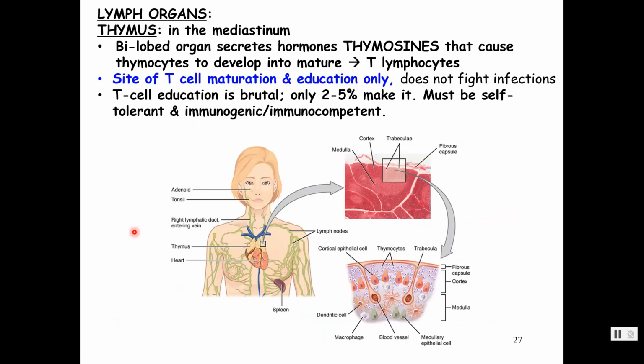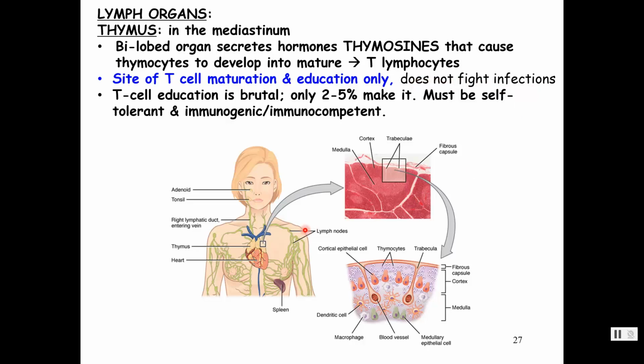So let's talk about the thymus. The thymus, remember, is right above the heart in the mediastinum. It is a bilobed organ that's going to secrete a collection of hormones that I'm going to collectively call thymosins. They are going to drive the development of the thymocytes to develop into mature T lymphocytes. The thymus is the site of T cell maturation and education. Yes, it's like a school. This is not an organ where we will be fighting infection.